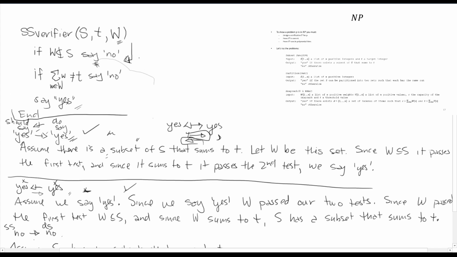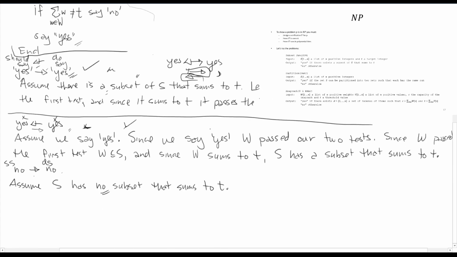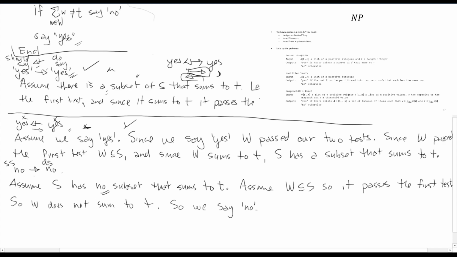So I'm going to assume we pass the first test, meaning everything up till the end of this first test we can assume is true. So we will assume that W is a subset of S, so that it passes the first test. Okay. But what do we know? We know S has no subset that sums to T, so if it passes the first test, if it's a subset of S, it must not sum to T. So we say no, and we're done.